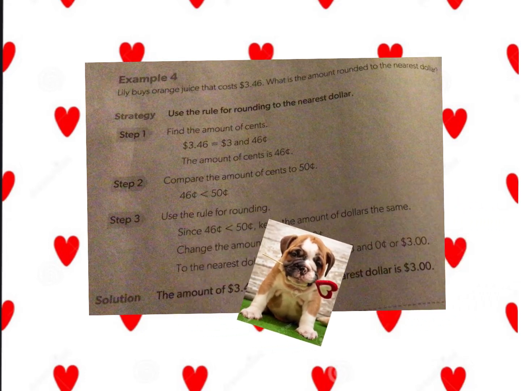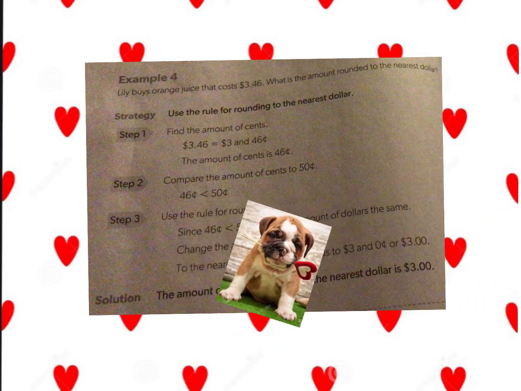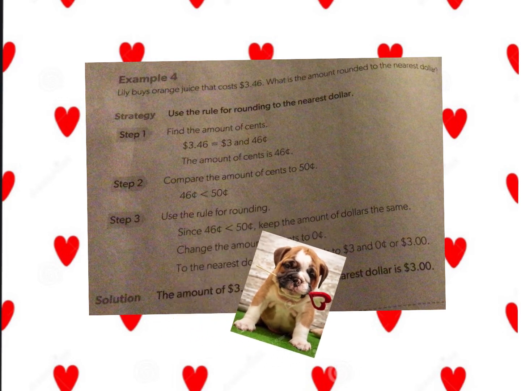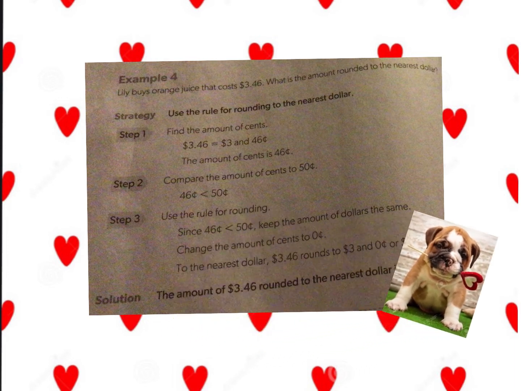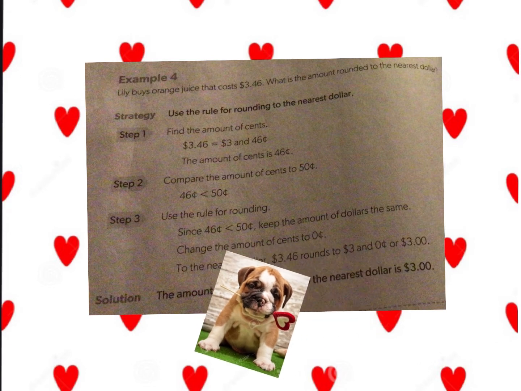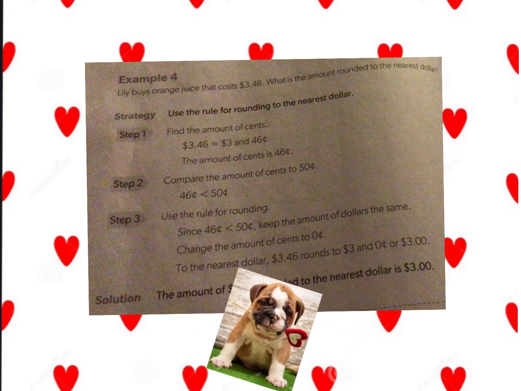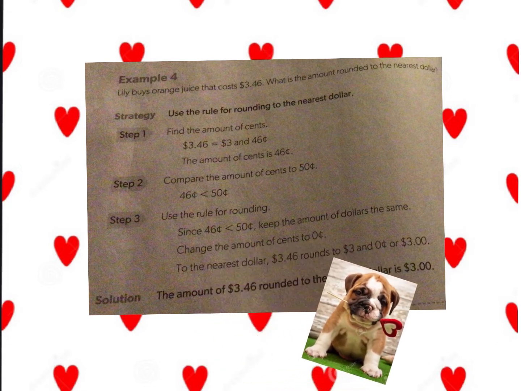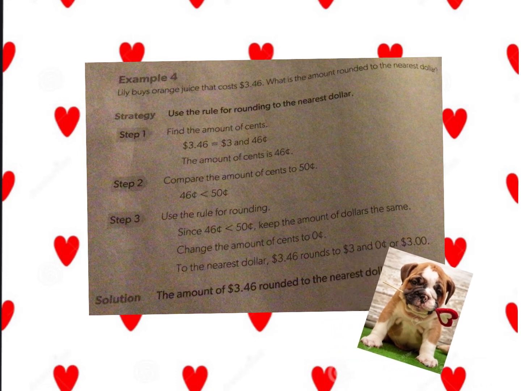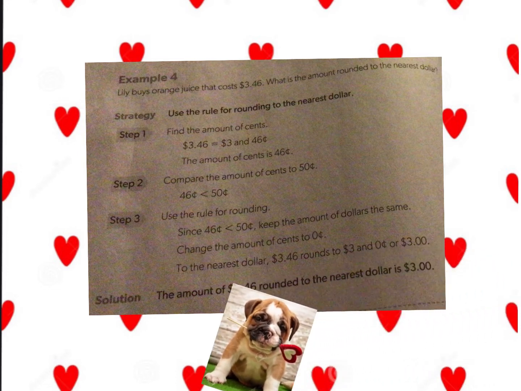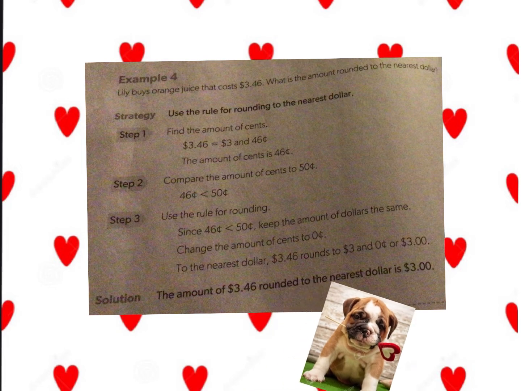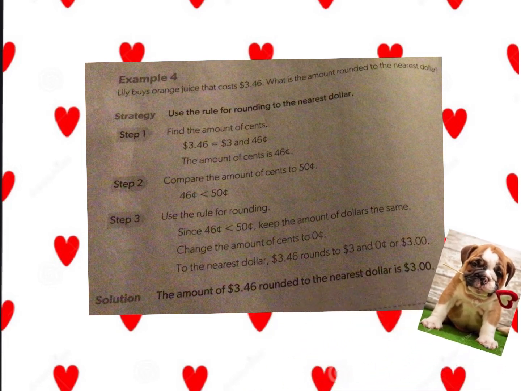So we're going to use the rule for rounding. I know that 46 is less than 50 cents. So since 46 is less than 50 cents, we're going to keep the amount of dollars the same. We're just going to let it rest. Change the amount of cents to 0. So to the nearest dollar, $3.46 would round to $3.00 or $3. So the amount of $3.46 rounded to the nearest dollar is $3, okay?